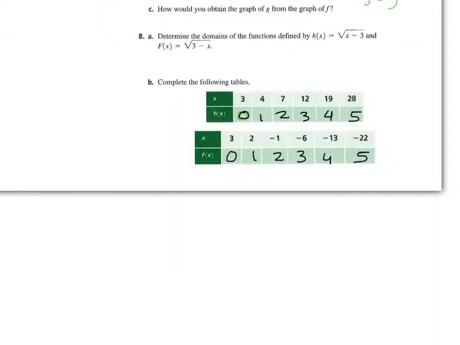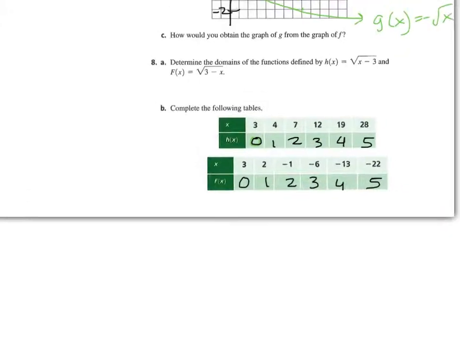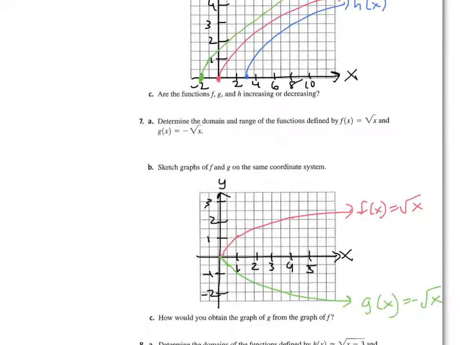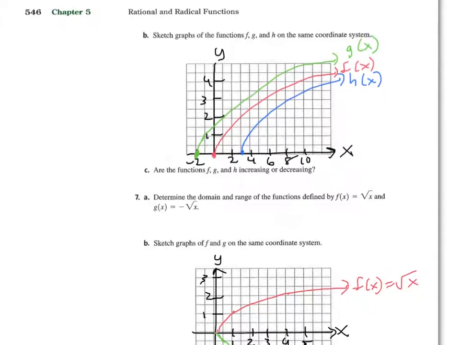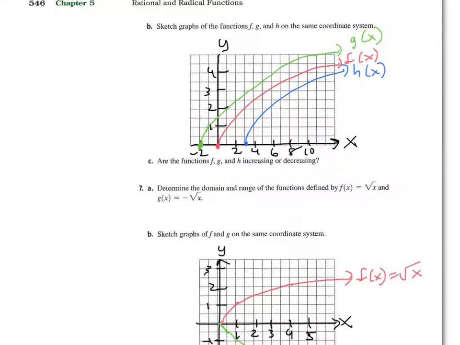The next thing they're having us do is take those three functions that we were just looking at and graph them on the same graph. I did that. You can use the graphing calculator for that, and you're just trying to compare them. We're looking at whether all these functions are increasing or decreasing. All three of these are increasing.